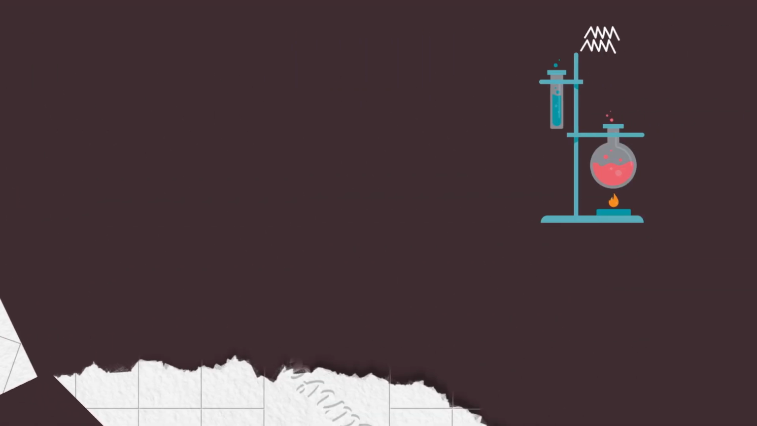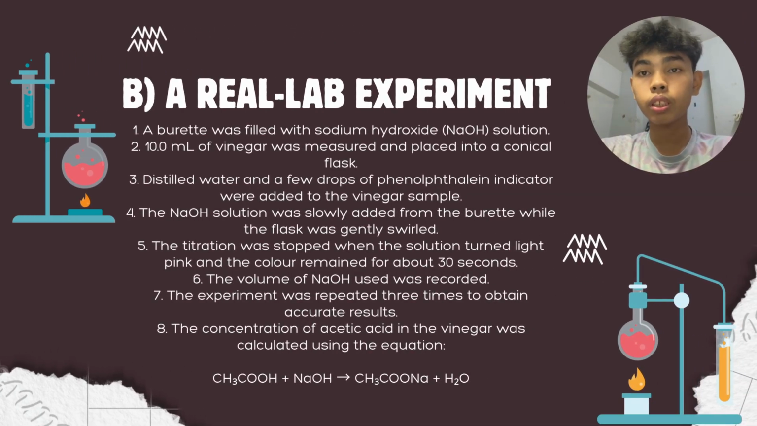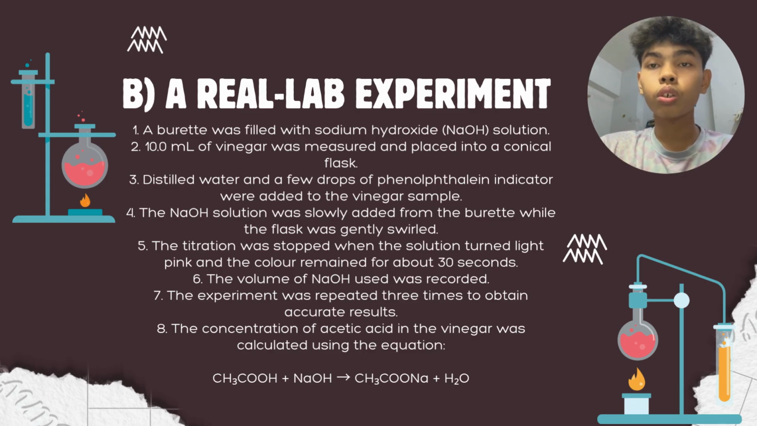Okay, so today I will explain about the methodology of volumetric analysis. So the first thing was sodium hydroxide solution was filled into a burette. 1 ml of vinegar was measured and filled into a conical flask. Then distilled water and a few drops of phenolphthalein indicator were added to the vinegar sample.